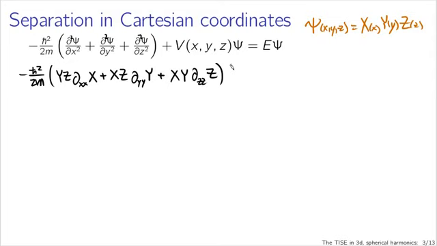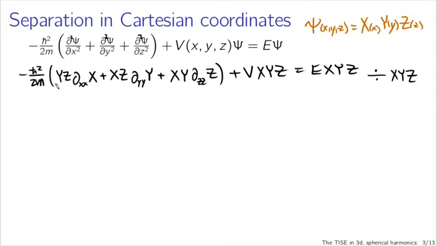The rest of my expression here is relatively straightforward. V and then x, y, and z untouched equals E, x, y, and z untouched. I can ensure that these are actually separated if I simplify, and the easiest simplification step is to divide through by your wave function, divide through by x, y, and z altogether. That will cancel out the x, y, and z's here, and it will cancel out the y and z parts with the x, and the x and z parts with the y, and the x and y parts with the z.